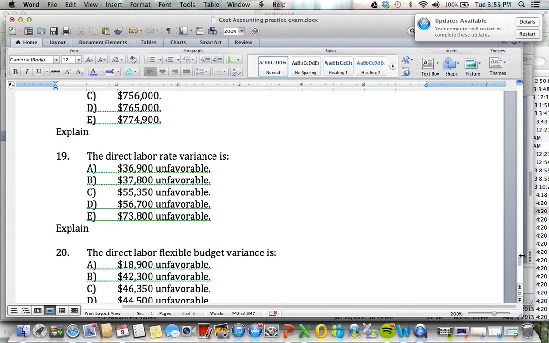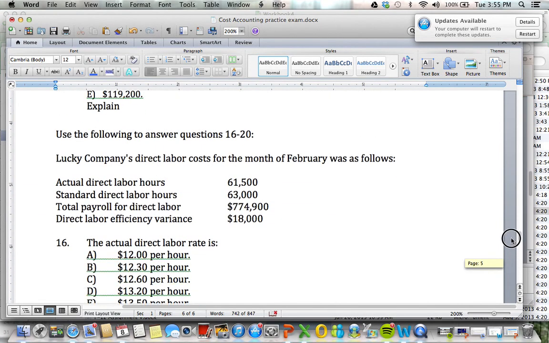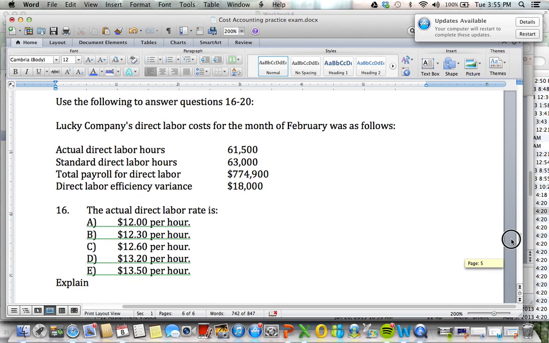So with question, the first one that we're going to solve here with question 16, what is the actual direct labor rate? What we have here, you want to see what's the actual direct labor rate. So they give us total payroll, so that means that's the actual payroll. And they give us actual hours. So the actual rate is going to be actual payroll over actual hours.